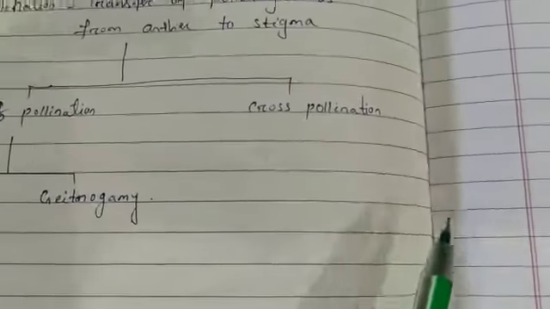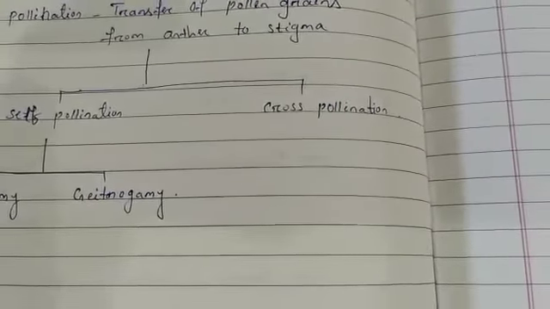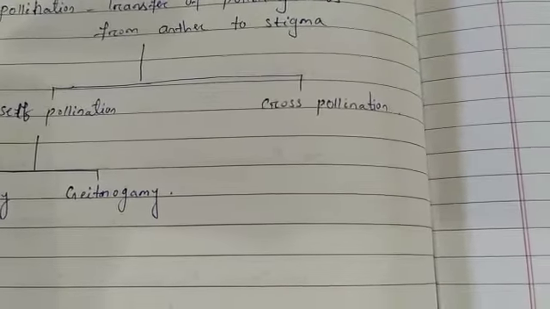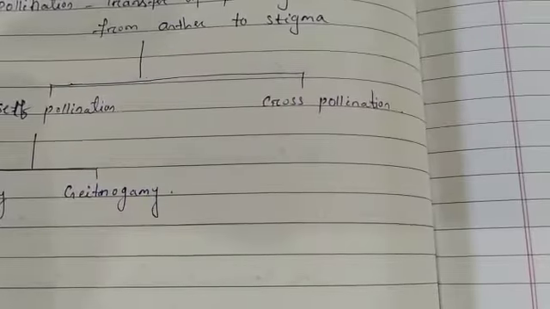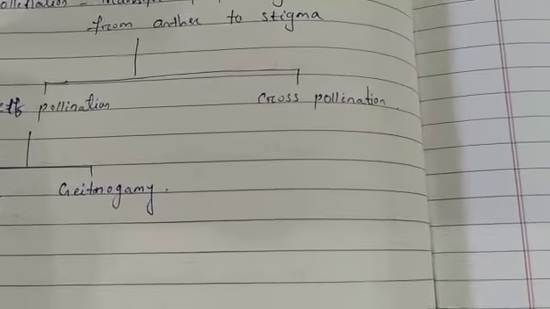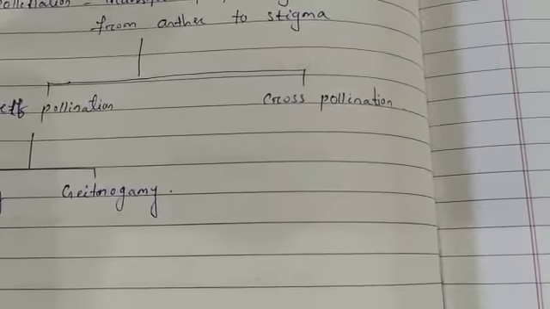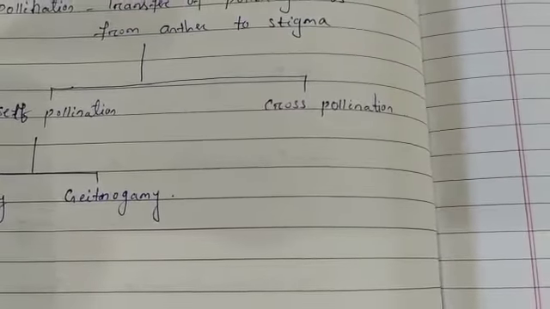Next is cross pollination. When anthers from different flowers are transferred to the stigma, it is known as cross pollination. From different flowers, pollen is transferred to the stigma. The flowers can be on the same plant or on different plants. So cross pollination is the norm.